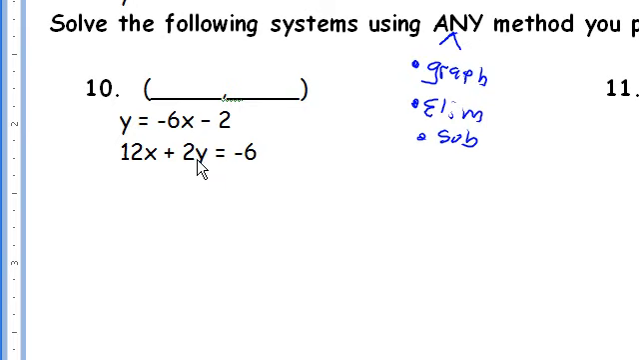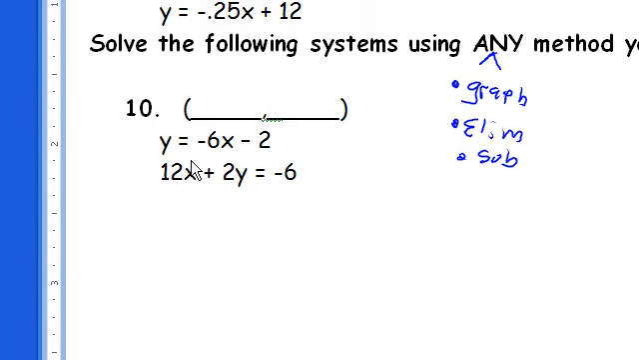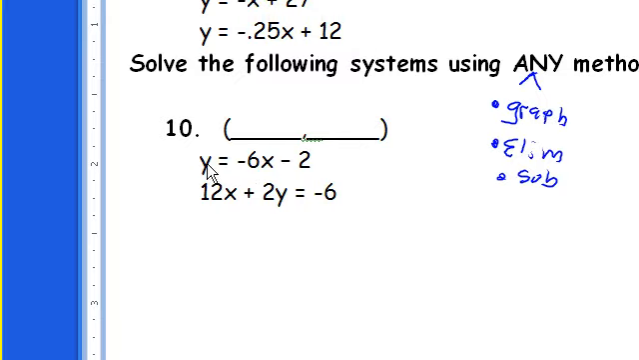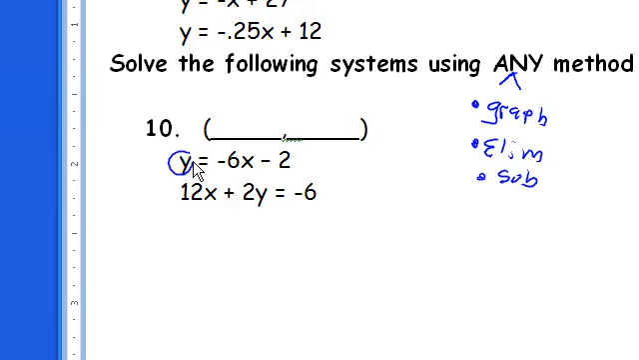Well, no, not really. This y is not isolated. Is it set up to eliminate? No, because the y term is above the x term, the x is above the y. None of the terms are like, meaning we'd have to do some manipulation to get the x terms lined up, the y terms vertically lined up, and then the constants vertically lined up. How about substitution? Is anything isolated? Yes, this y is isolated.